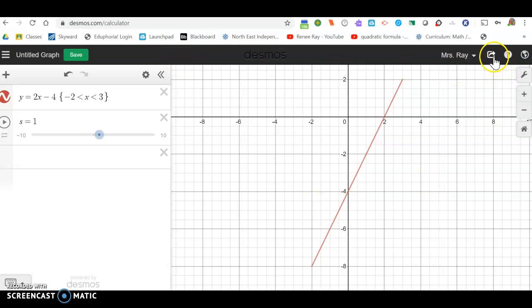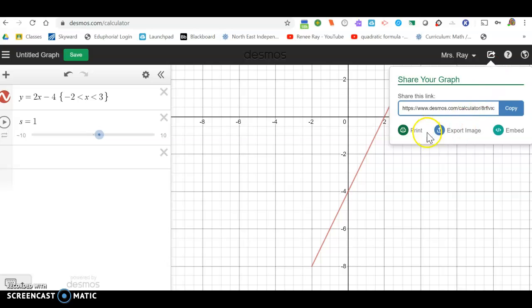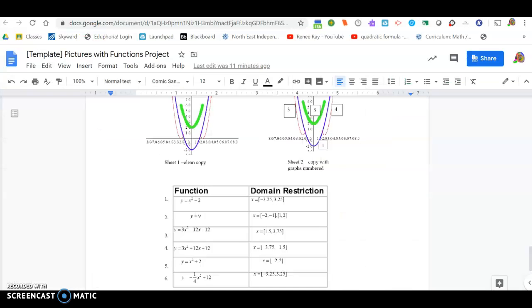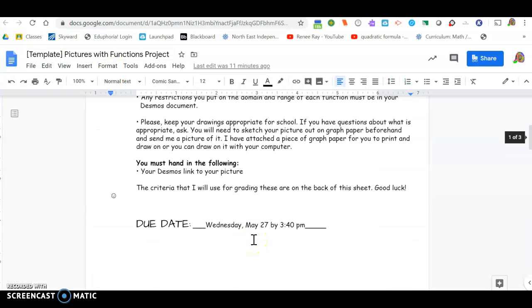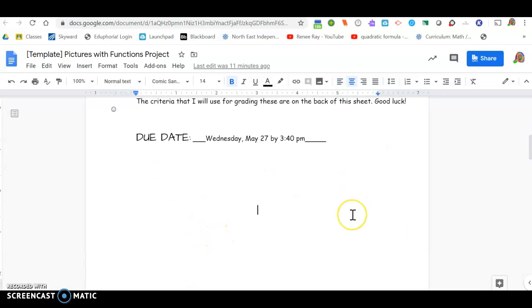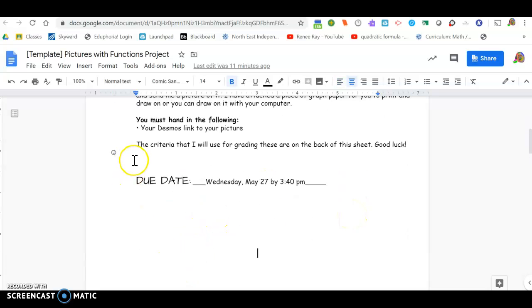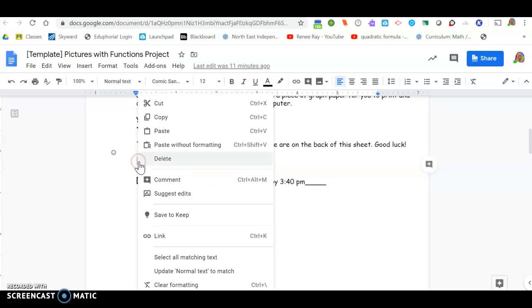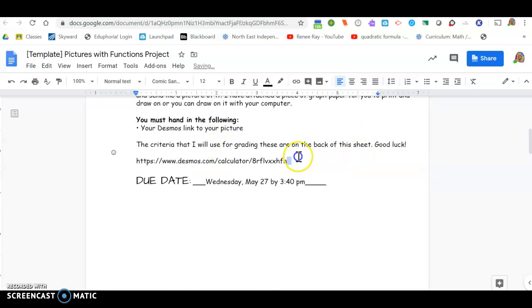When your project is done, you can go to Share Graph and you want to copy your image, your link, and then you'll go back to your project template and you can paste it, anywhere on here, or you can do it as a separate document for me, and it will paste that link, and that's how I can get to your graph to grade it.